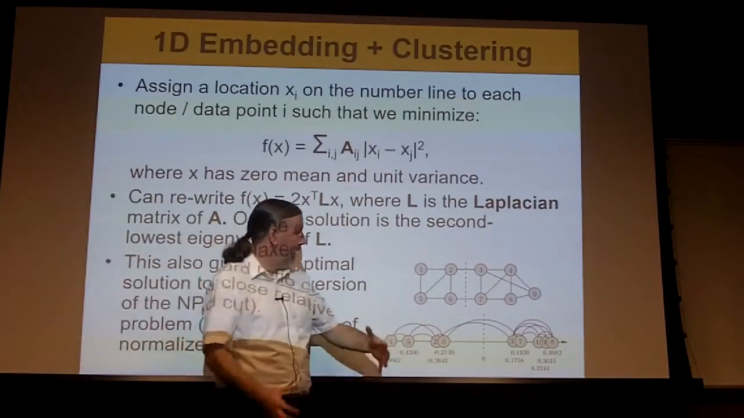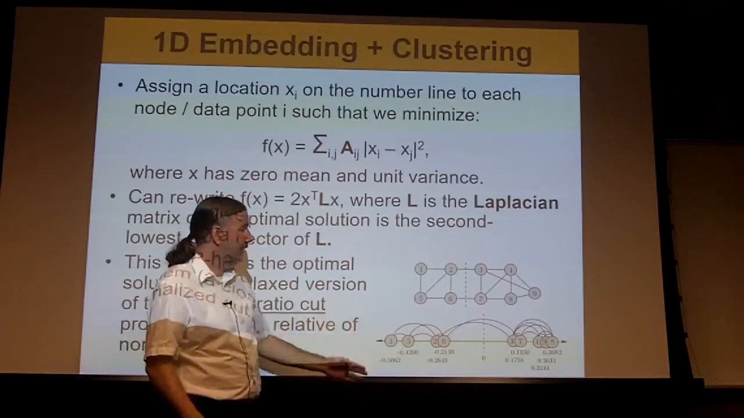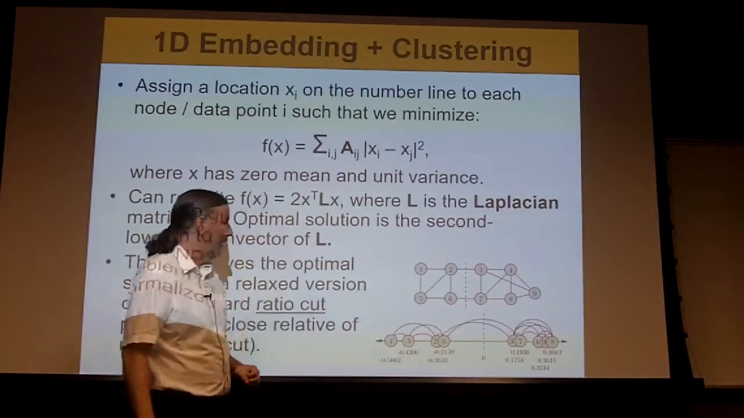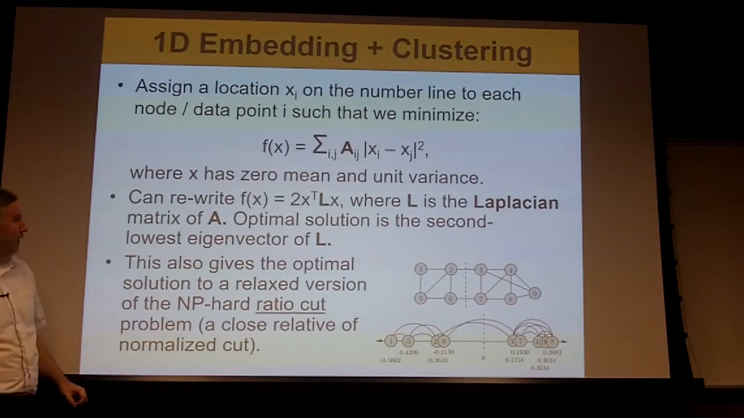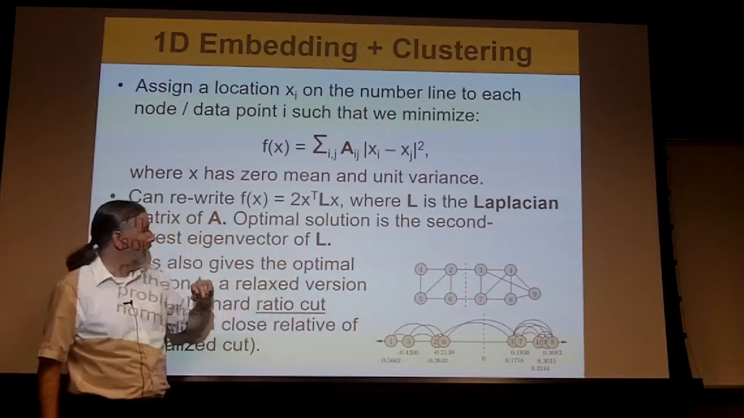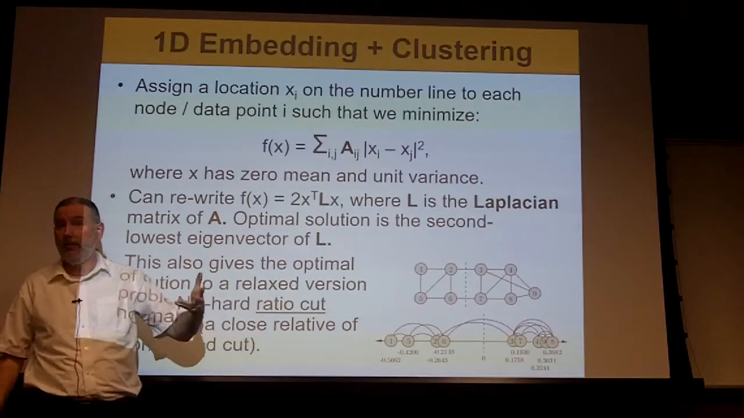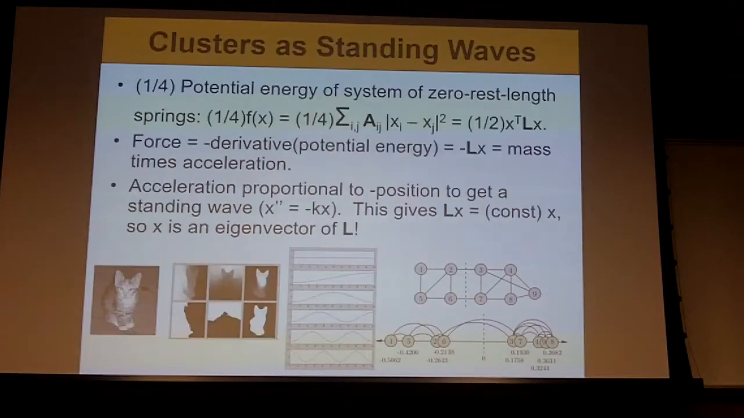So again, we come back to this idea that if you can project a graph onto one dimension, great. You can cluster by cutting it. You can do ordering. There's a lot of applications here. You can actually do this in more than one dimension. This is using the second lowest eigenvector of L, but the third lowest and the fourth lowest also tell you some interesting information. And you can even use those for different coordinates.